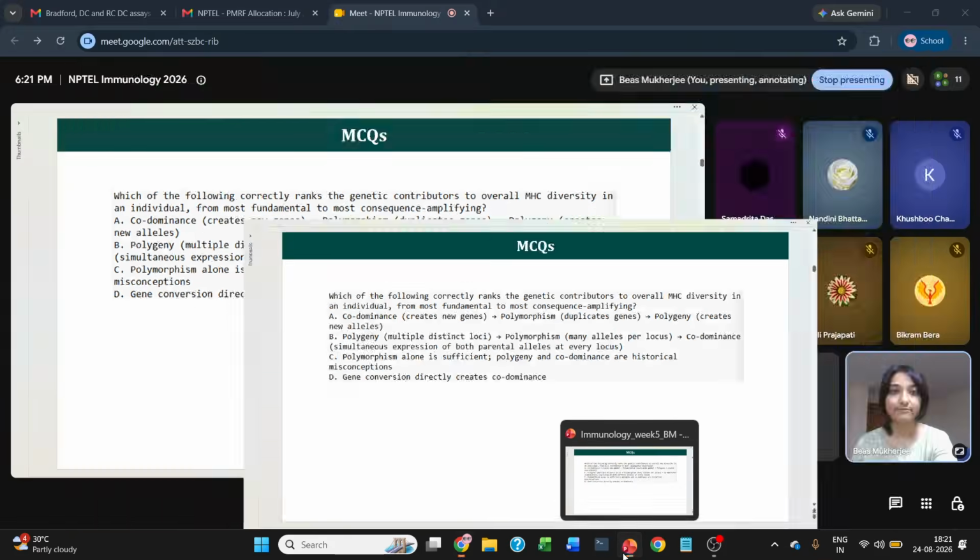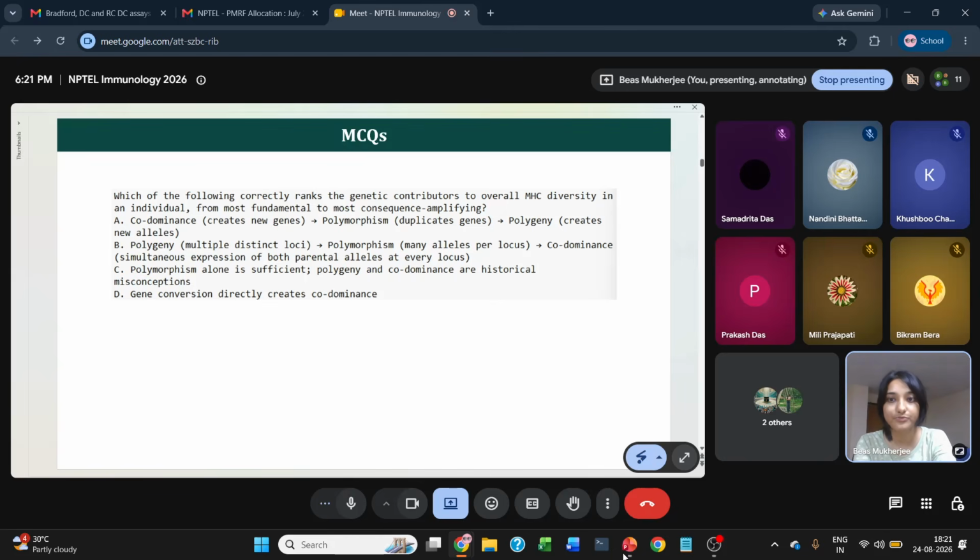Okay, now we have this small MCQ. You can try answering this. Which of the following correctly ranks the genetic contributors to overall MHC diversity in an individual, from the most fundamental to the most consequence amplifying? So try answering this. We talked about three different things. Now, which of these will be the most fundamental to the one having most implications? B. Okay, let's see which is the right answer.